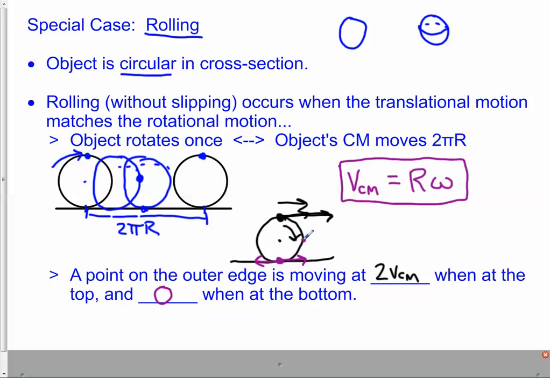Okay. Now a point right in the front, for example, has v going this way, but it also would have downward motion. So there would be a diagonal velocity that you could figure out. But the top and the bottom are two interesting points. The top is moving at double the speed. The bottom is moving at 0 speed.